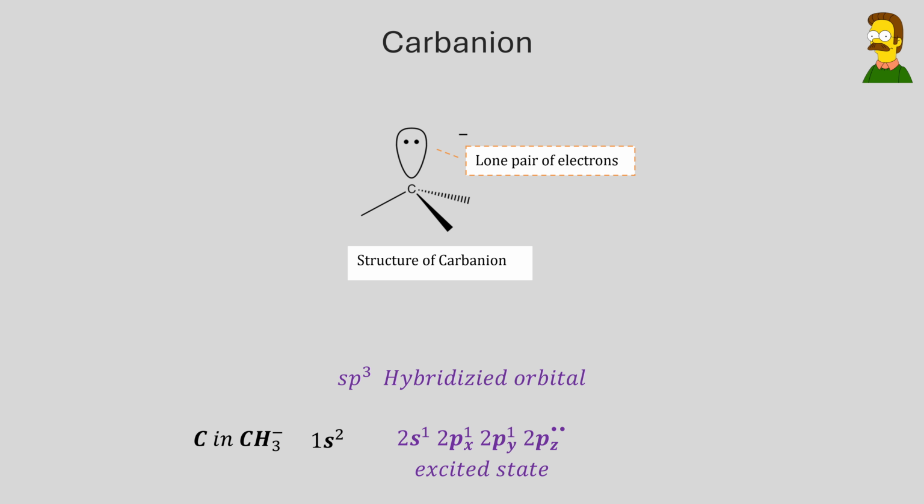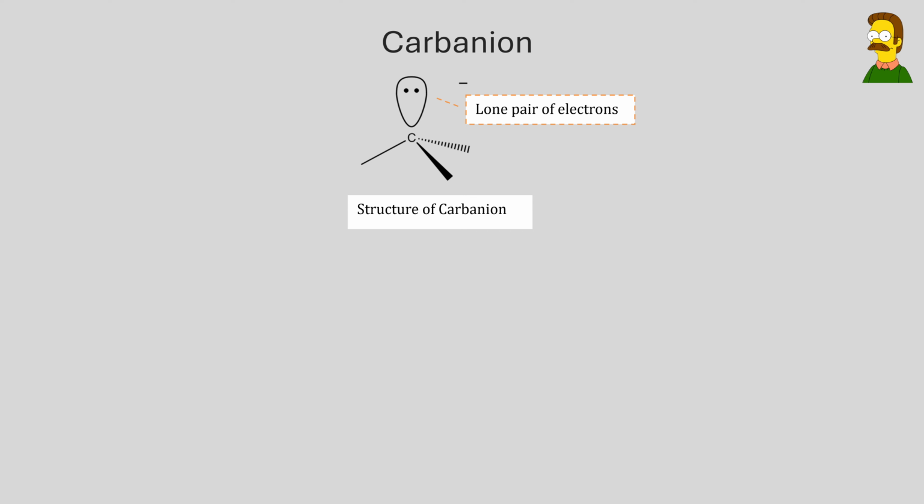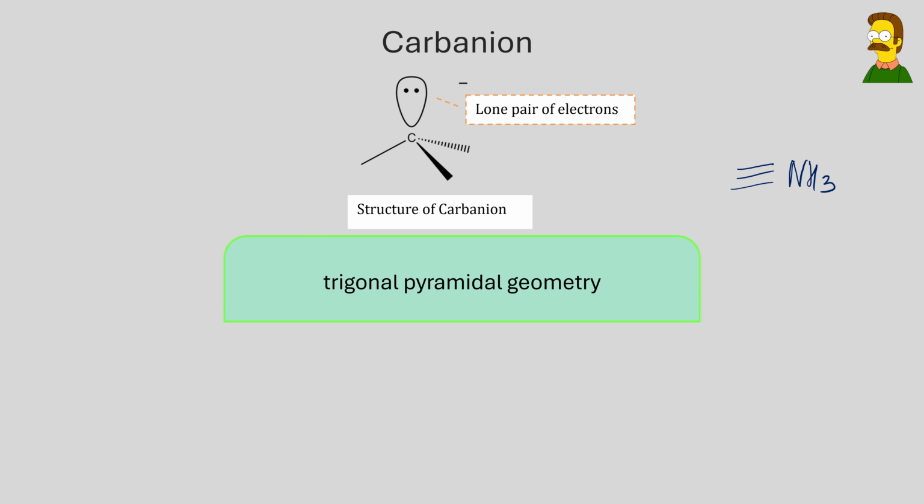It's got a lone pair of electrons, negative charge because, well, carbon didn't have those electrons and hydrogen gave it away in this case. So there you go. All right. This is the structure of a carbanion. It's got trigonal pyramidal geometry. Remember, similar to NH3. That's what I do to remember it.